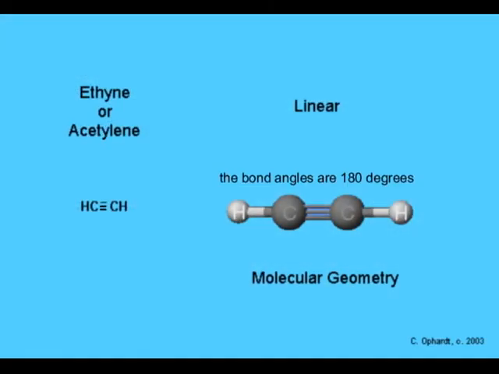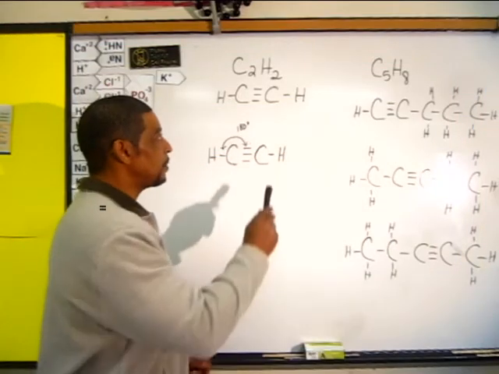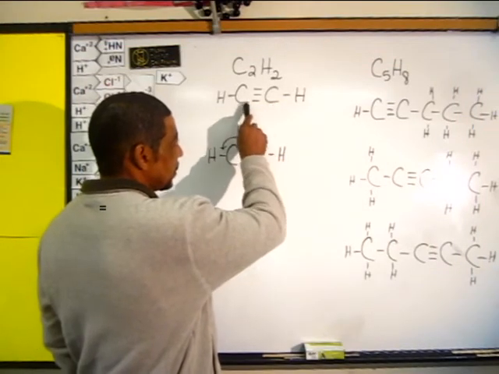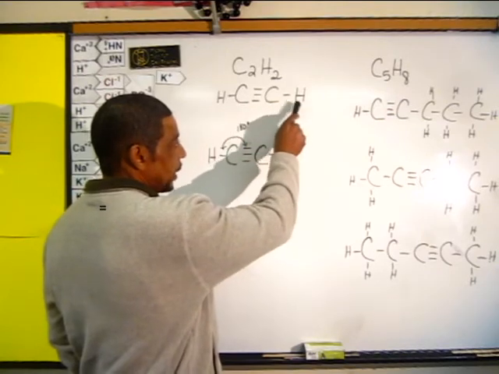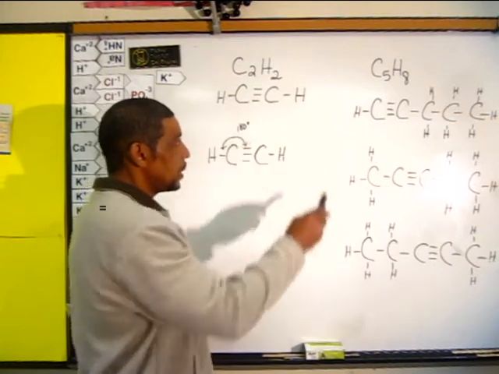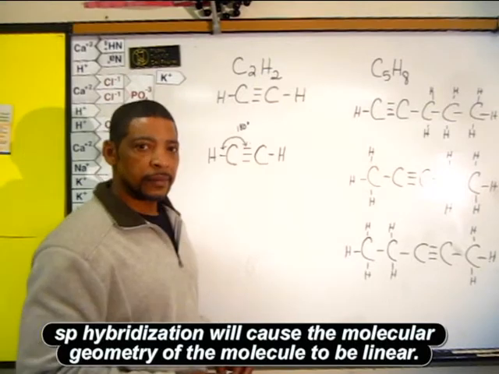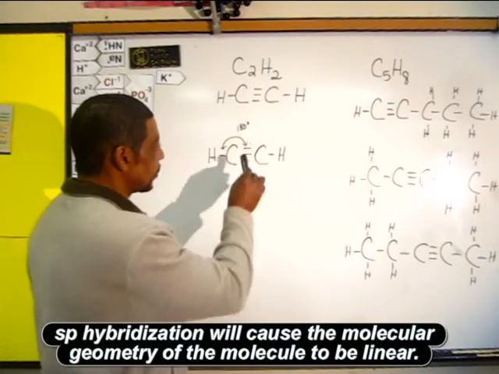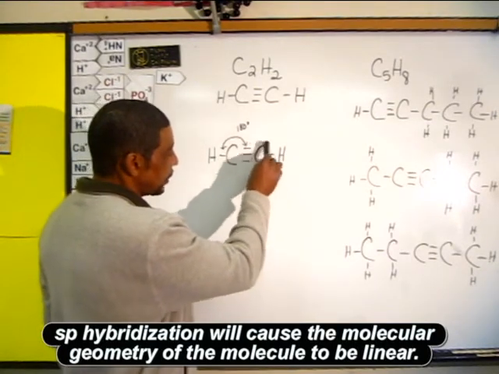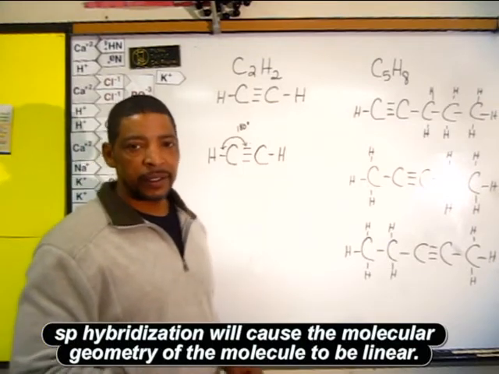To write the structural formula for ethyne, connect 2 carbon atoms via a triple bond. The remaining bond for each carbon atom will be connected to an H. In order for carbons to form a triple bond, the atoms must undergo sp hybridization. This means that the bond angles for the atoms involved in the triple bond will always be 180 degrees.